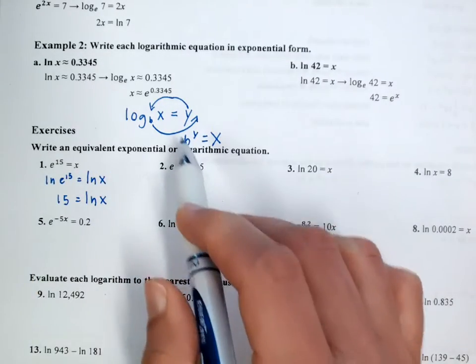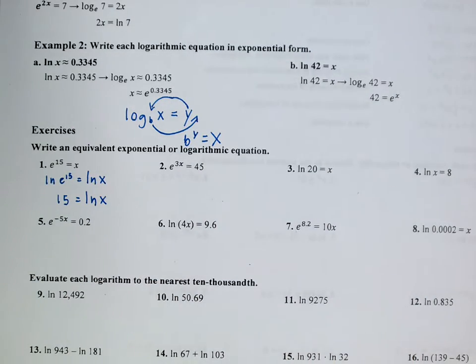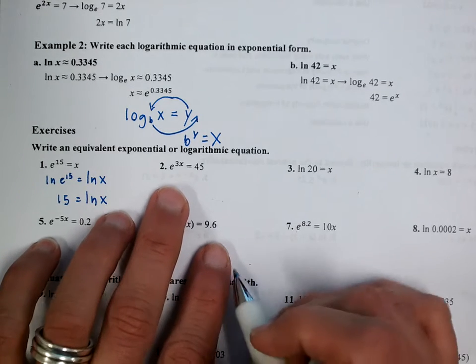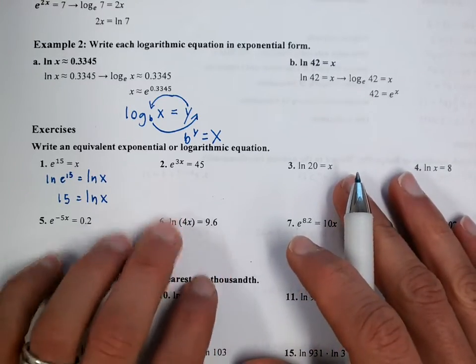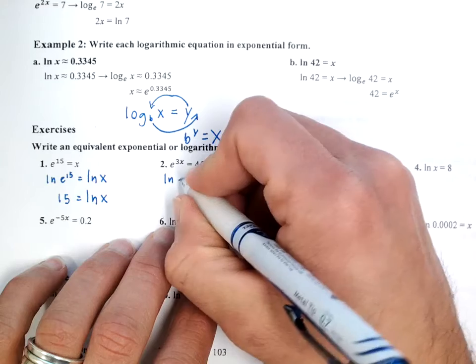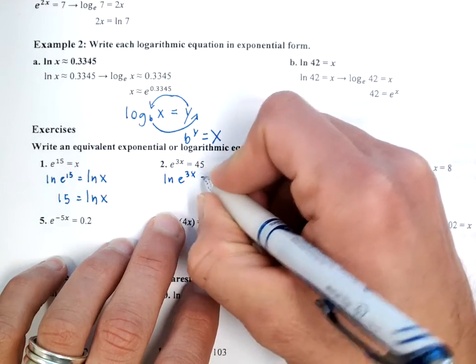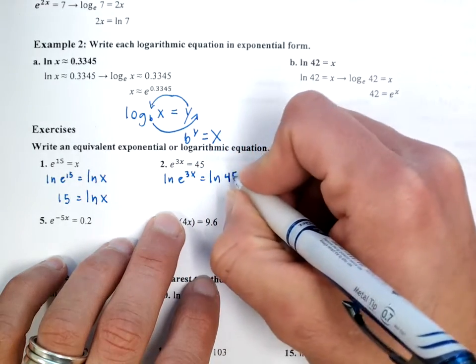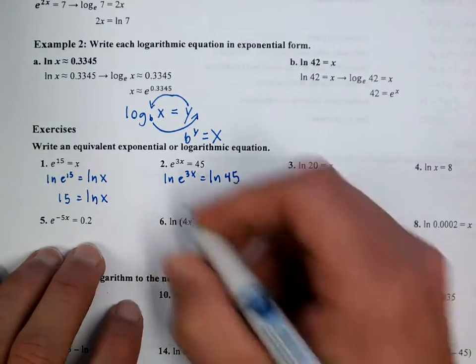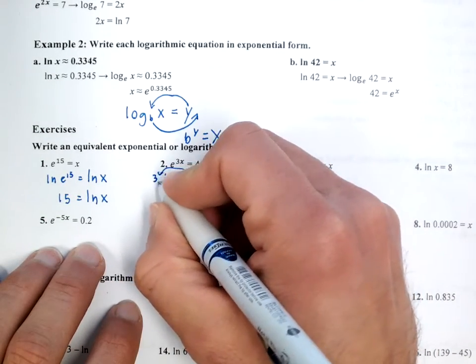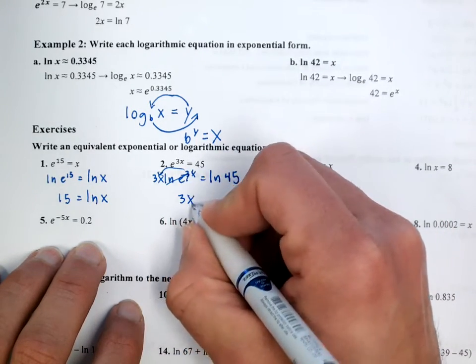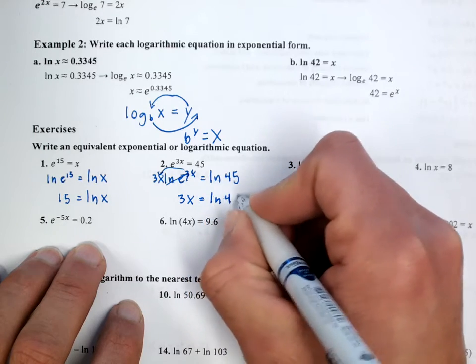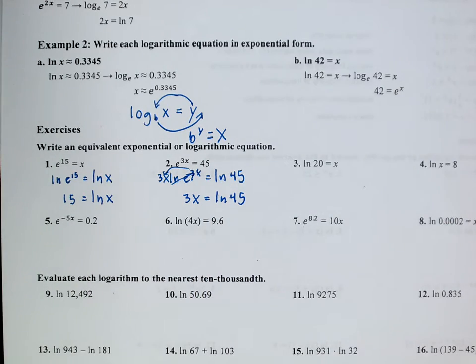Now notice that this is the same pattern that I follow here. Let's do one more. On this one right here, if I have an e, I'm going to take the natural log of each side. So I would have the natural log of e to the 3x is equal to the natural log of 45. If you remember from previous lessons, 3x can come to the front, and the natural log of e is 1. So what I have here is 3x is equal to the natural log of 45. So that's basically how you do it.